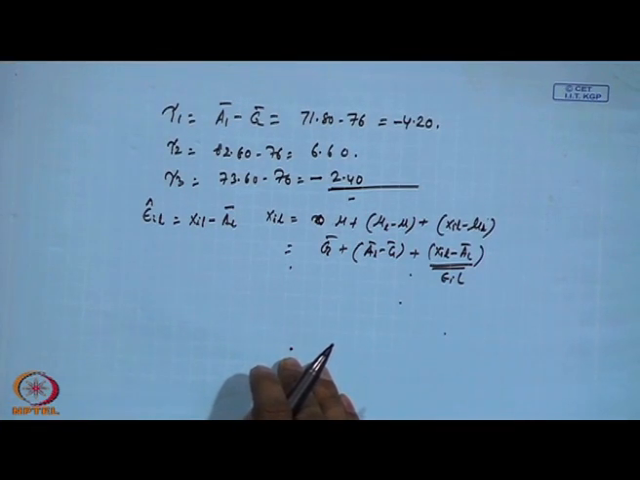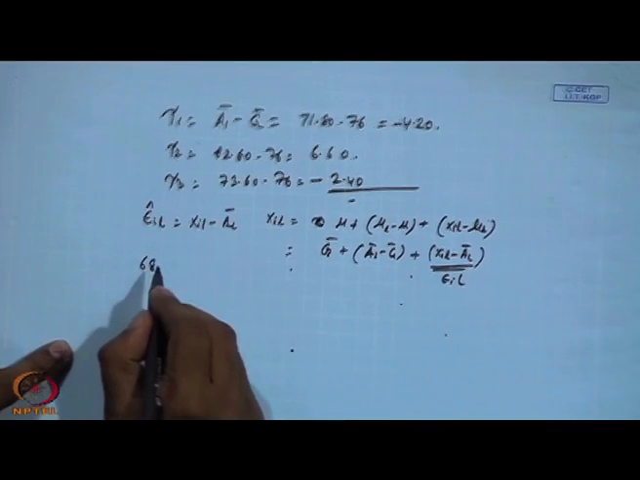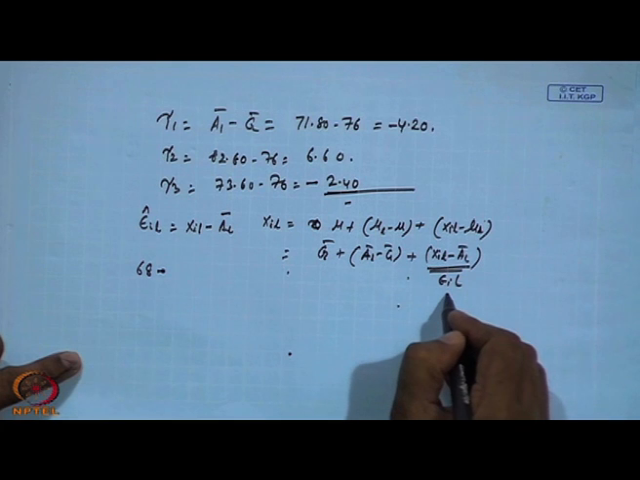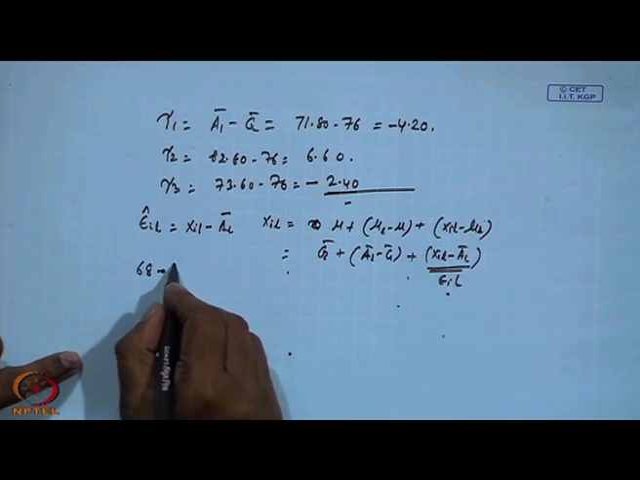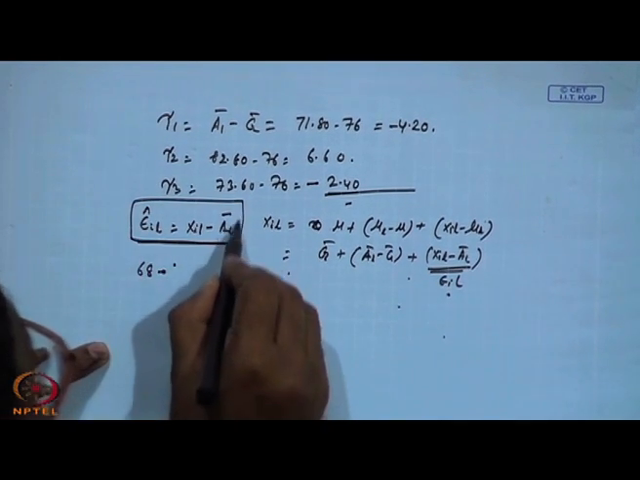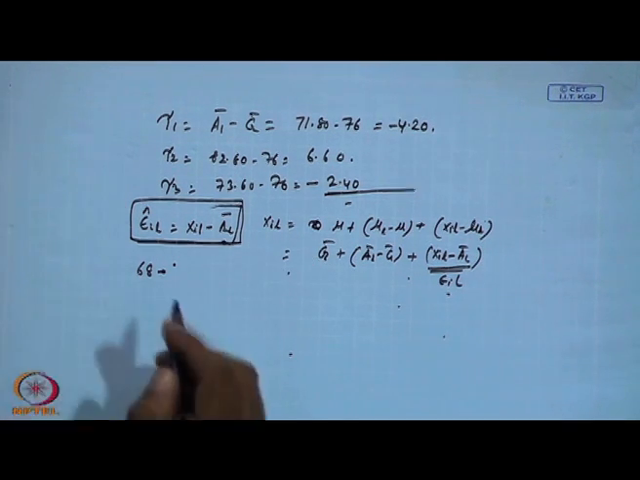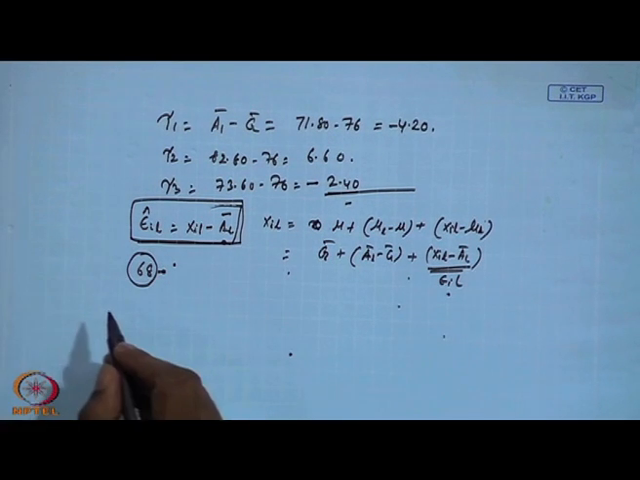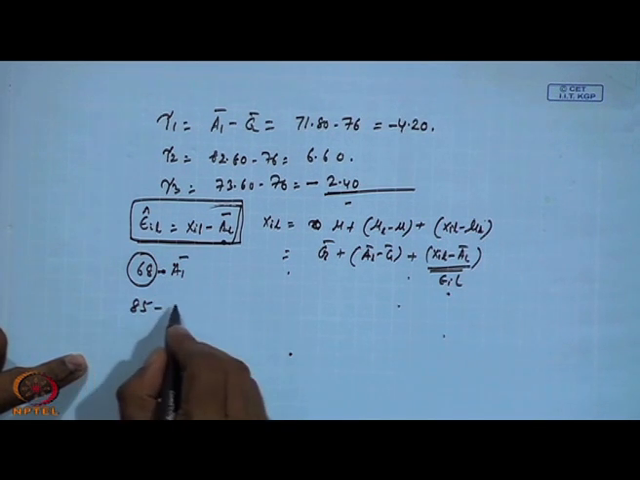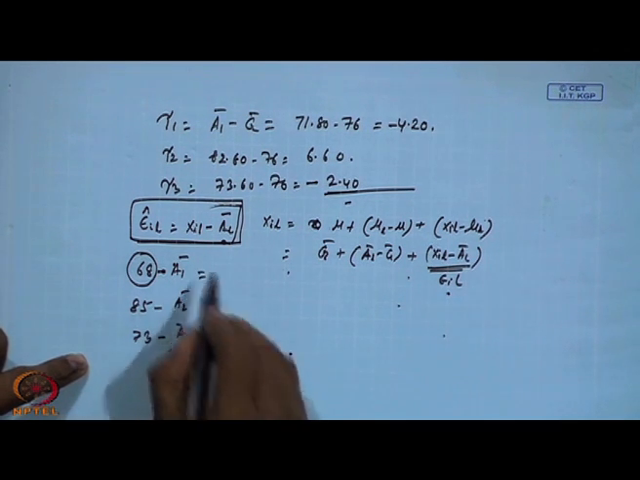So you go back to the original table again. Now 68 across A1: 68 minus what is my G bar? G bar is 70. For 68, what you are required to do is 68 minus A_l bar. I am just taking only a few, from the first column only. So 68 minus A1 bar, then 80 minus A2 bar, then 73 minus A3 bar. You have to do this for each.